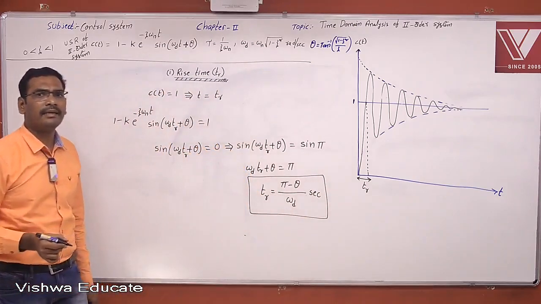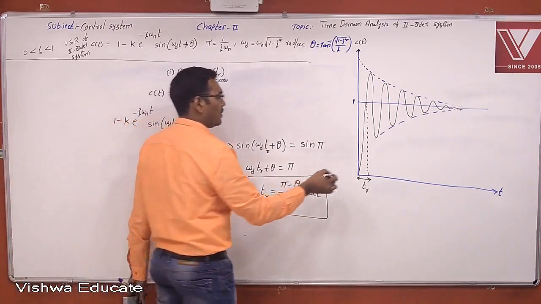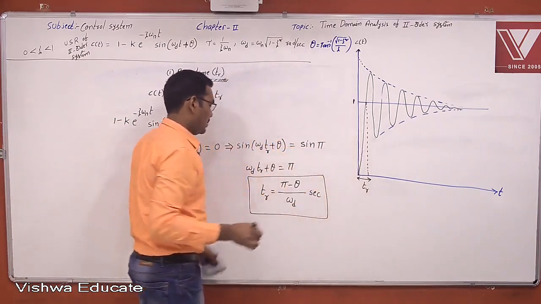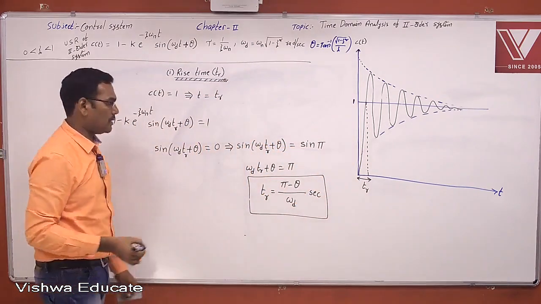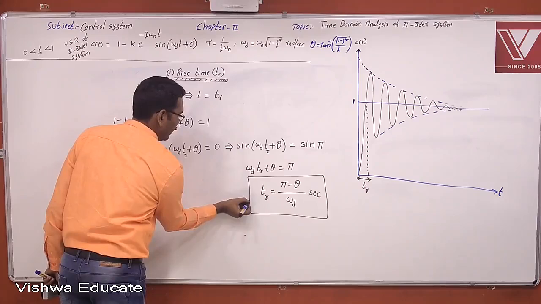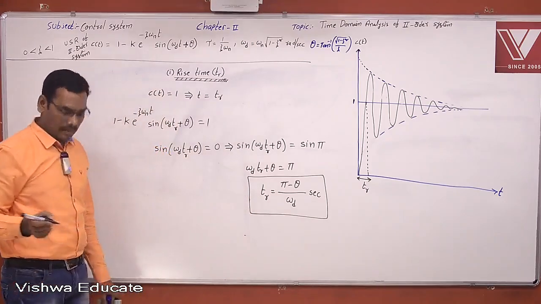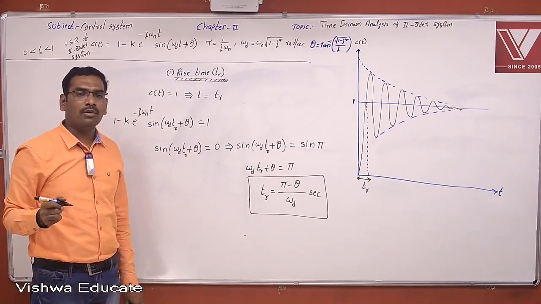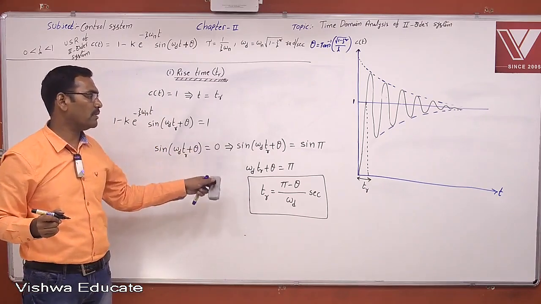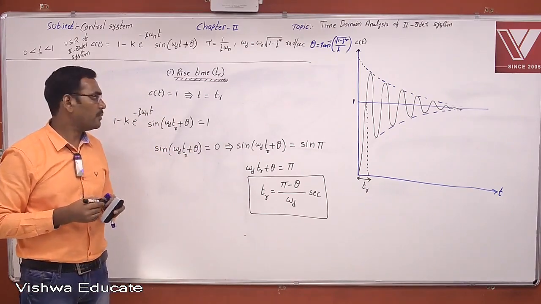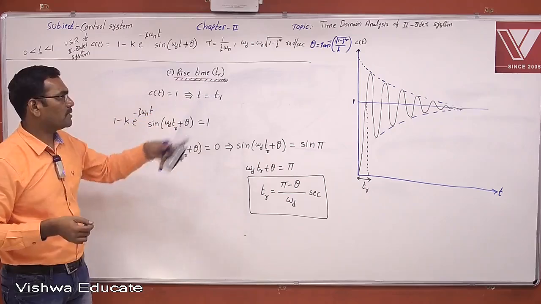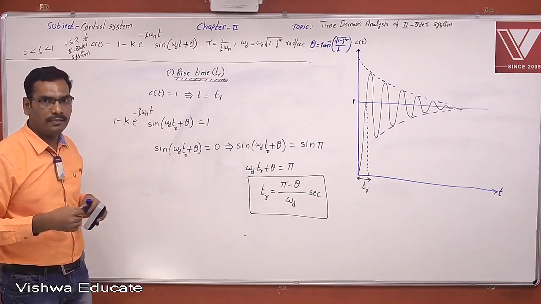The time taken by the response to rise from 0 to 100% is called rise time, tr. Okay, this is the first parameter, the first time domain specification in the underdamped response. Note this down.